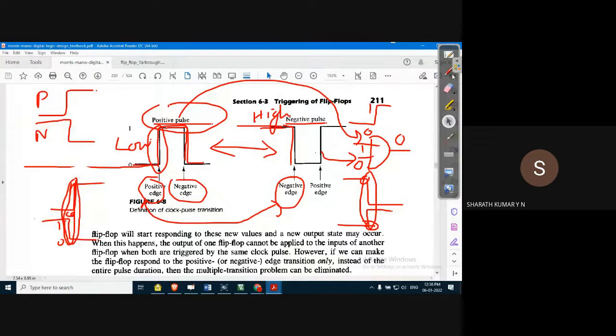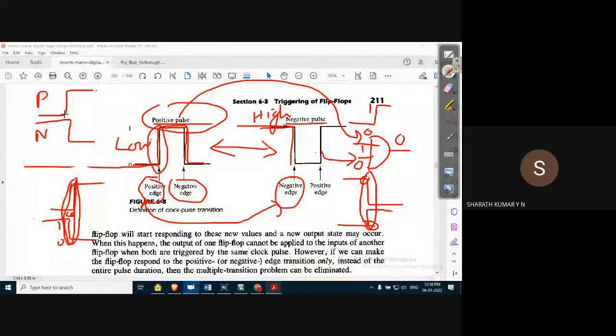Here it is. Because in this case, positive pulse is going from 0 to 1, negative pulse went from 1 to 0. But in this small duration, both the pulses are at logic 1. When such kind of waveform is applied to this AND gate, output will be logic 1.